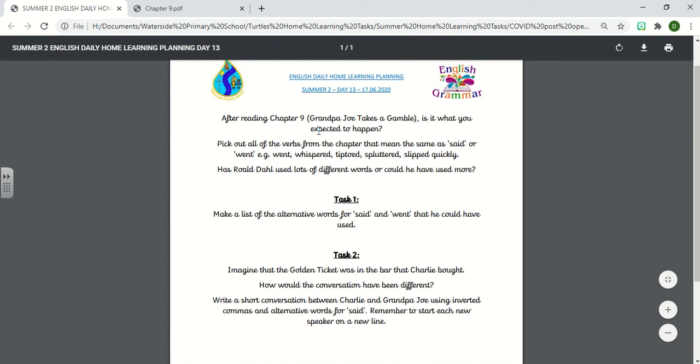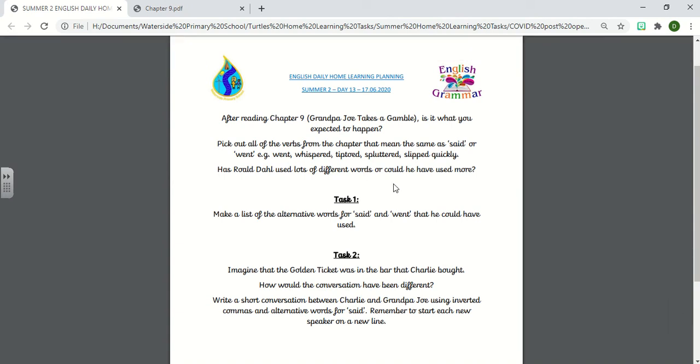So where you're finding the verbs and then you're also seeing if Roald Dahl has used different words or could he have used more. Has he used lots of different words or has he used the same words? And could he use more words? Okay. So then you're going to go on to your first task.